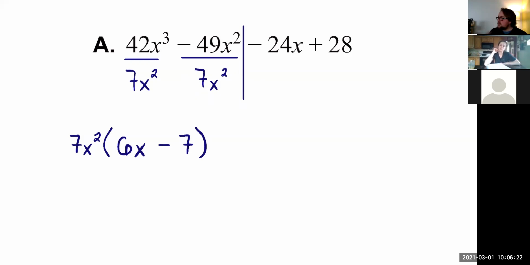Okay, so we're going to put that one on hold. I'm going to say, okay, let's look at the second binomial on the other side of this little wall we put in here. What is something you could divide out nicely from negative 24x and positive 28? 2 would work. I think there's a larger one though.